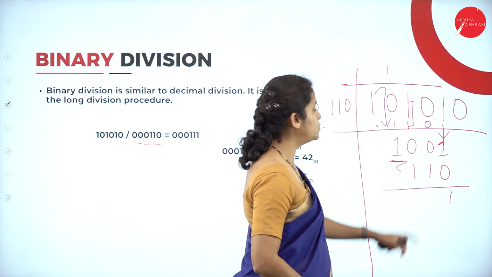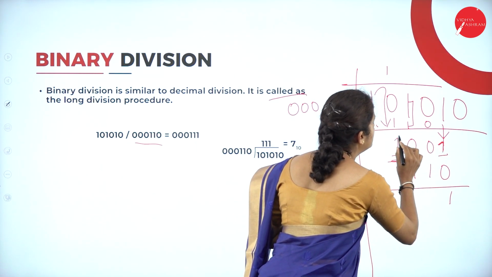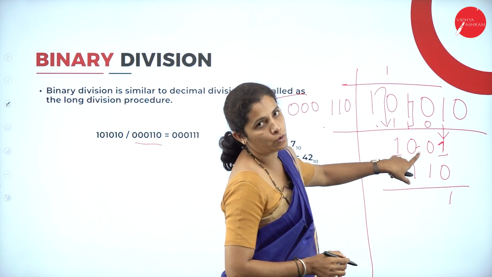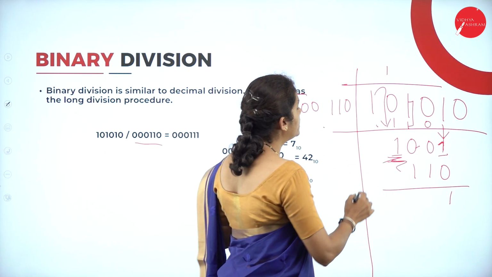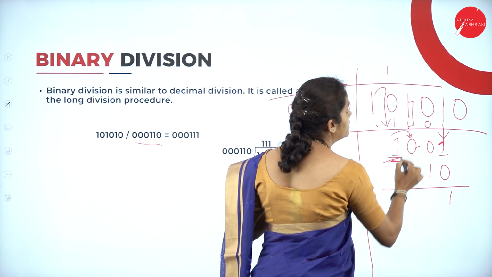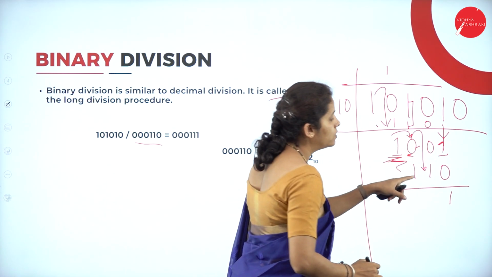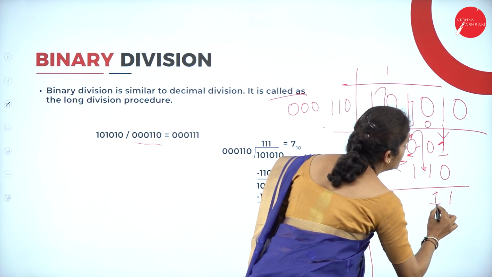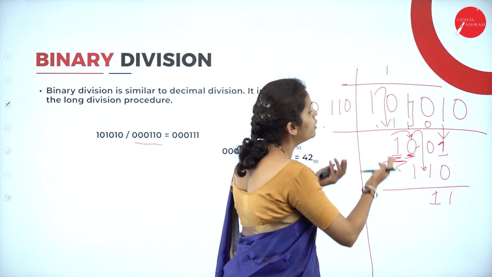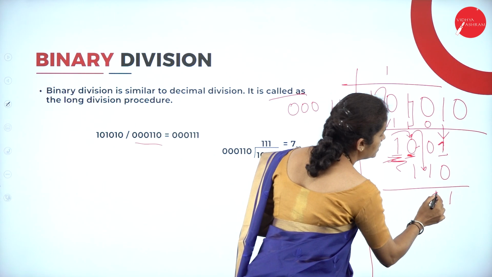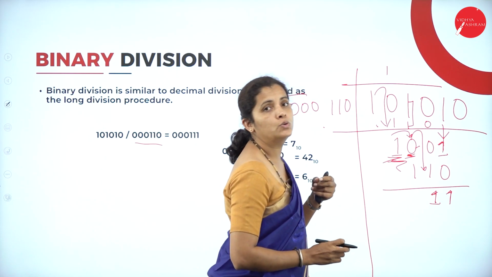Is it possible to subtract 0 minus 1? No. So I'm going to consider this one. Here I cannot take a borrow, so I'll consider this bit. I'm going to borrow 1 from here to here, and place 1 borrow here. Here I have 0, but I cannot take the borrow. Now I have 1 and 1, so it is not possible to divide further.